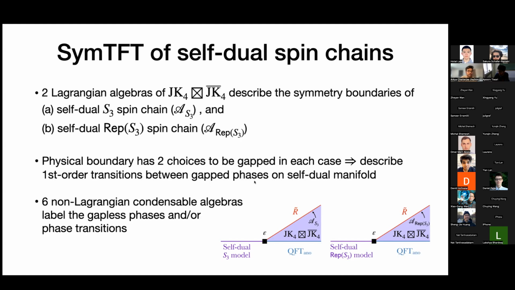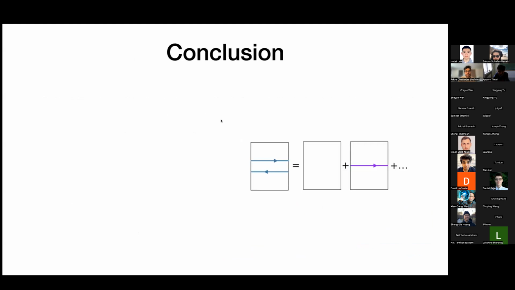And there are also non-Lagrangian algebras, which we've listed in the paper, but we haven't done too much with them. They should label different gapless phases consistent with this enlarged or enriched symmetry. Good. So that's my talk.